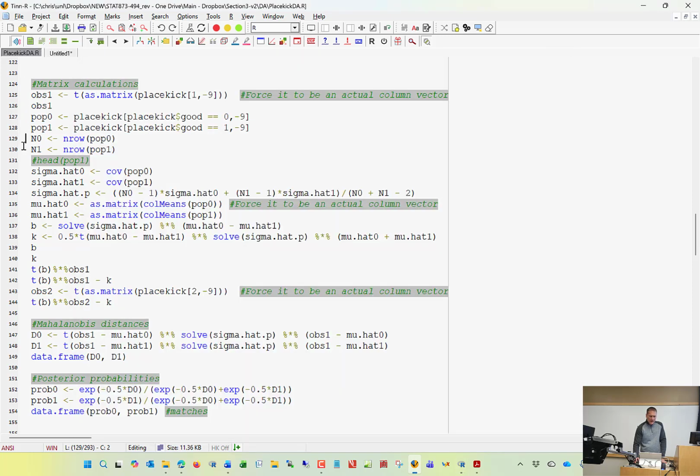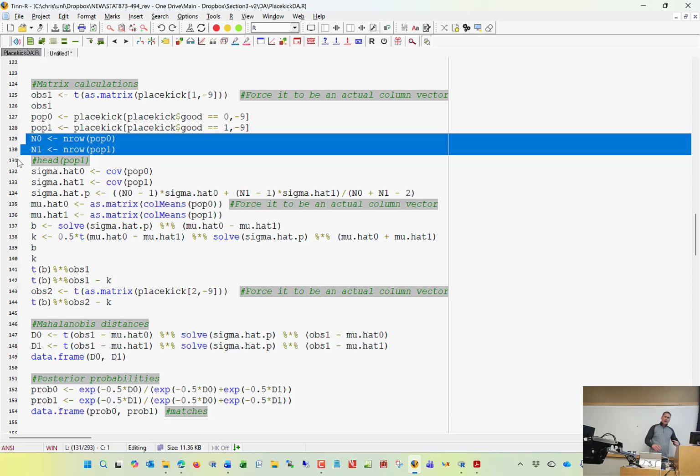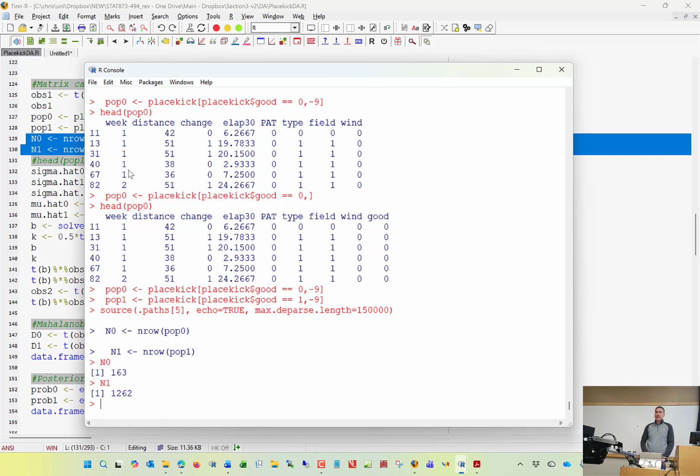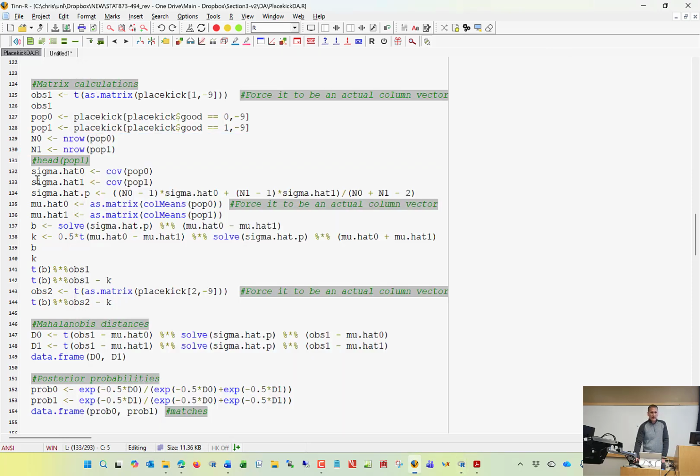And then I need to find, well, what was the sample size for the good equals zeros? What's the sample size for the good equal ones? And so I can say, what's the number of rows of this data frame pop 0? What's the number of rows for the data frame pop 1? And this is what we get. Notice the big difference there in terms of the number of failures versus the number of successes. Take note of that. That's going to be important for us later on. It's actually going to cause us some problems.